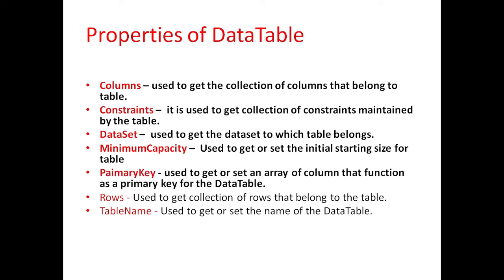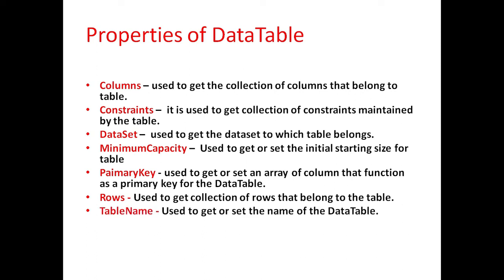PrimaryKey property is used to get or set an array of columns that functions as a primary key for the data table. Rows property is used to get the collection of rows that belongs to the table. And TableName property is used to get or set the name of the data table.